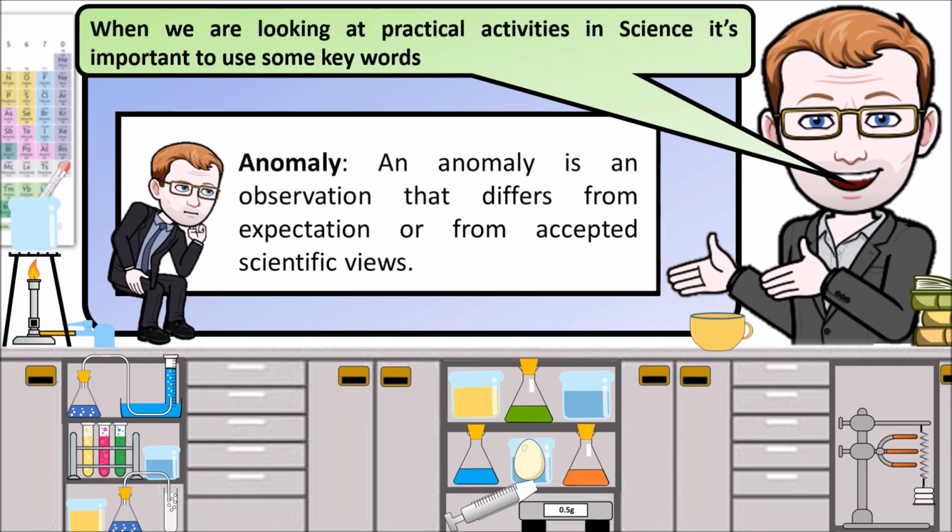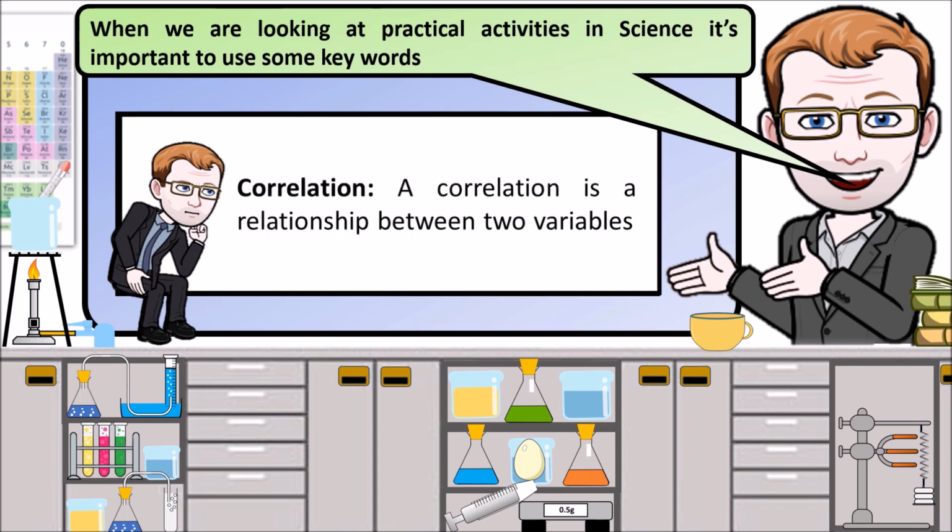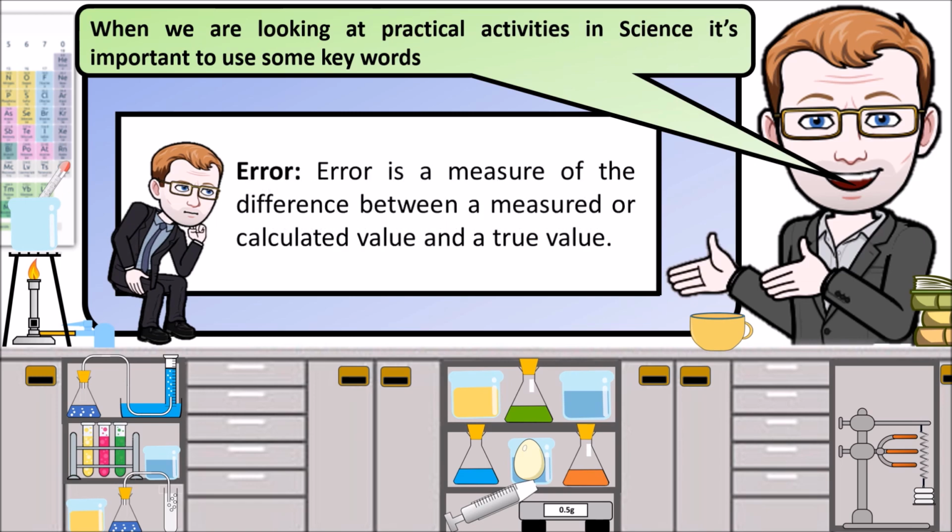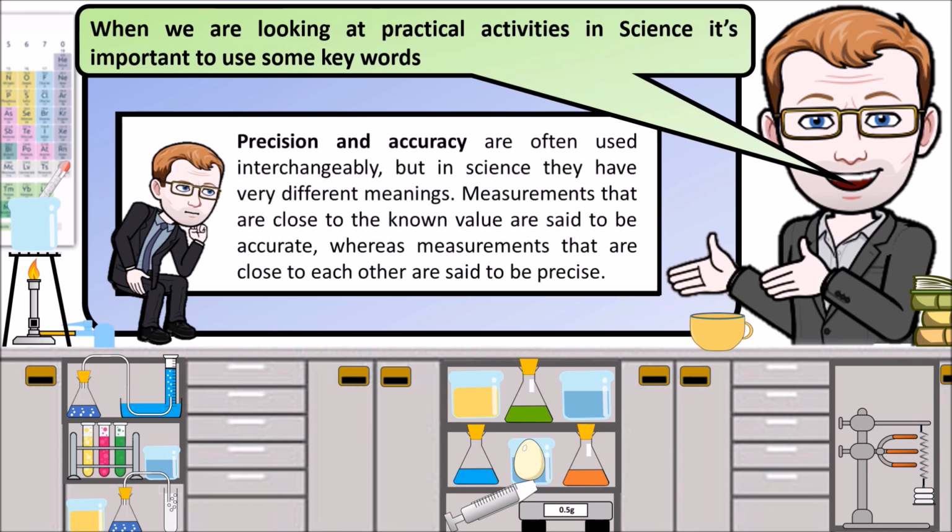An anomaly is a result that does not fit the pattern. A correlation is the relationship between two variables. An error is a measure of the difference between the measured or calculated value and the true value. And precision and accuracy are often used interchangeably, but in science they have different meanings. Measurements that are close to the known value are said to be accurate, whereas measurements that are close to each other are said to be precise.